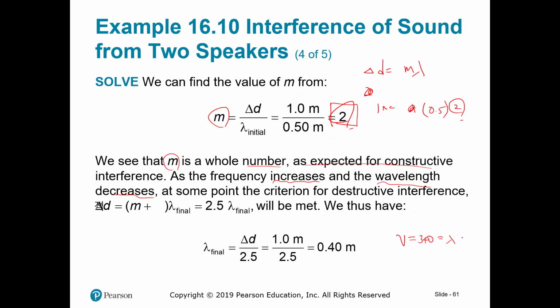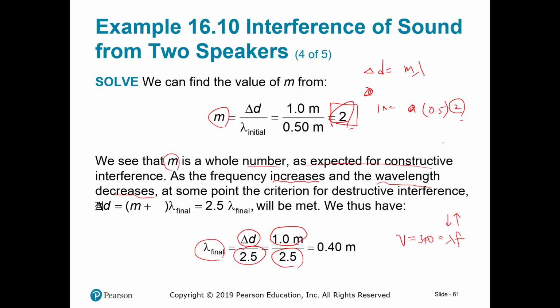But this is lambda times the frequency. So if you increase frequency, then wavelengths will decrease, right? So then our initial lambda, the next one is going to be a destructive wave, right? So then our delta D never changes. So now the m value is going to be 2.5.